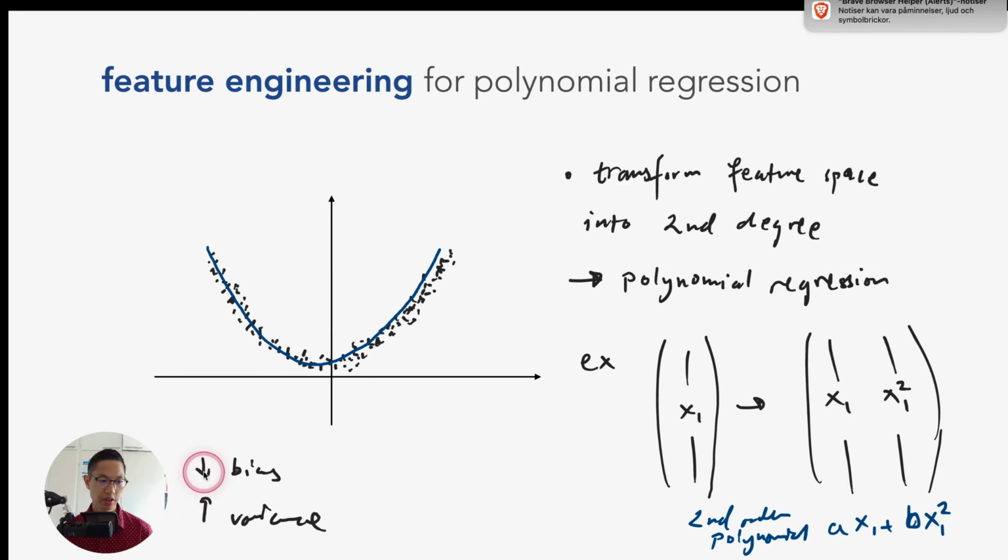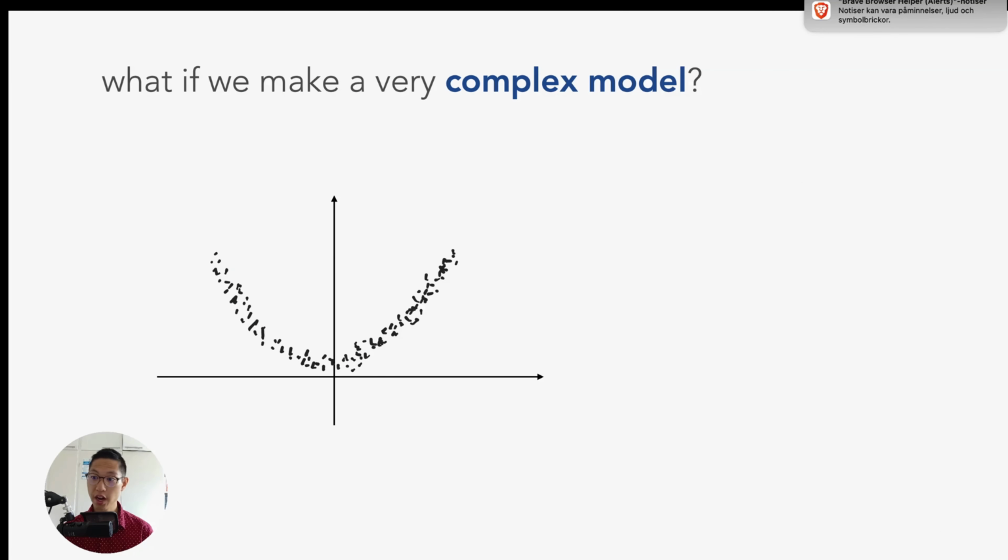What we have here is that we lower the bias and we increase the variance, because we make the model more advanced and more complex. It captures the variance better. We have a higher variance and lower bias. However, should we pick second order, or third order or fourth order, etc.? How much should we go? What if we make a very complex model? What will happen? For example, like this.